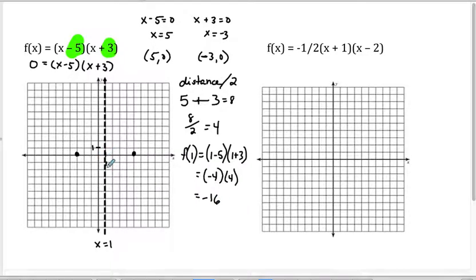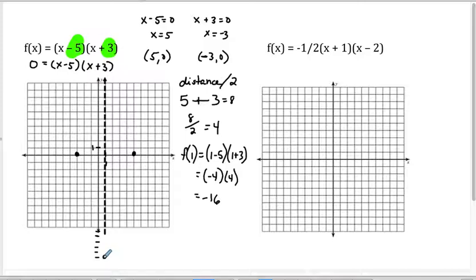So at 1, I'm down 16. Probably don't have exactly enough room. So 1, 2, this is 10, 11, 12. Let's move that. 12, 13, 14, 15, 16.